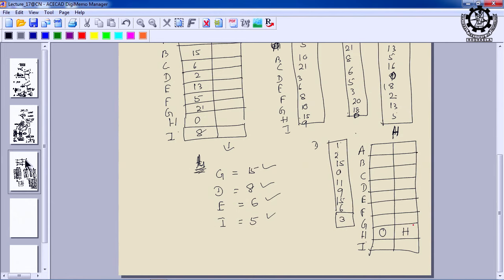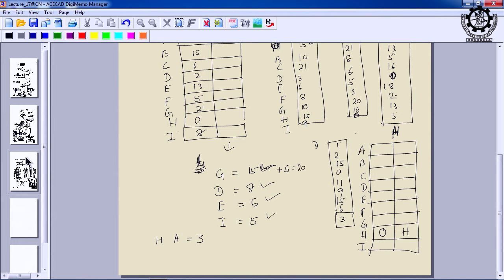Tell me for A, H wants to reach A. So, what is the updated value to reach A? Let us find out. Who is the neighbor of H? First is G, right. So, cost is 15 and G to A is 5. So, if I go through G, then it will be 15 plus 5, which is equal to 20.